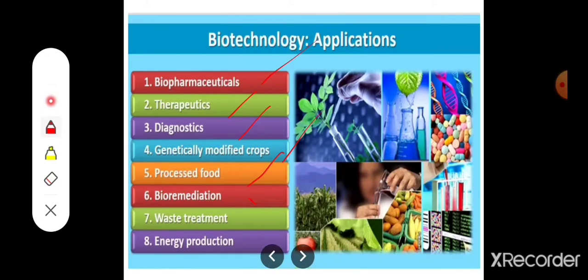Then bioremediation, which is the treatment of wastewater, the chemicals and other things coming out from industries, using biological organisms. It is used in waste treatment and energy production also. Energy production means it is used as biofuels also. Biotechnology offers many processes to treat sewage waste and other waste and give it back to the earth. So it is used in various fields.